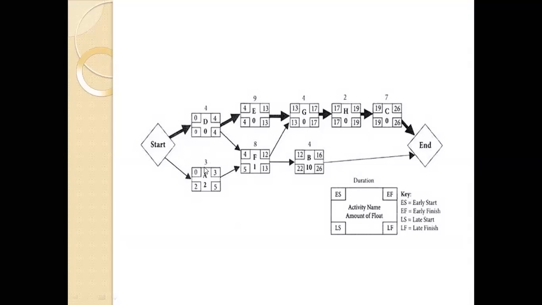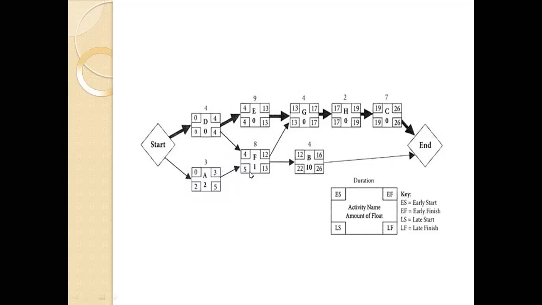Here you can see the days required to complete activity A is 3. Its early start is 0 just because it is a parallel activity. D and A can be done in parallel. So its early start is 0, earliest finish is 3. But the latest start is 2 and latest finish is 5, because if it starts after 2 days and consumes 3 days, the latest finish will be 2 plus 3, 5.